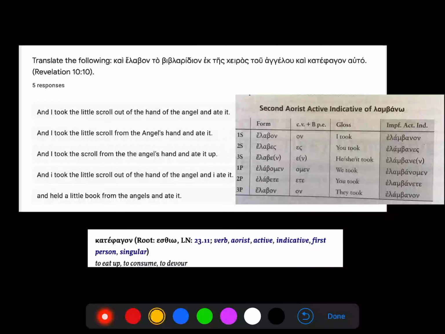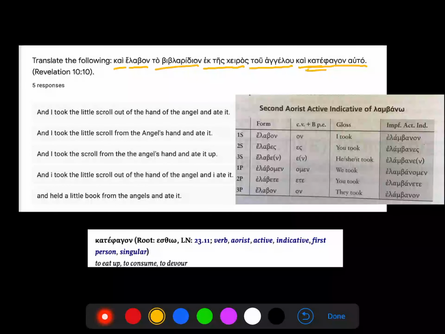The translation: "And I received the scroll out of the hand of the angel, and I ate it." There's a debate whether the kata on the front of esthio or phagon in the second aorist form is intensifying this. Should it be, "and I devoured it"?